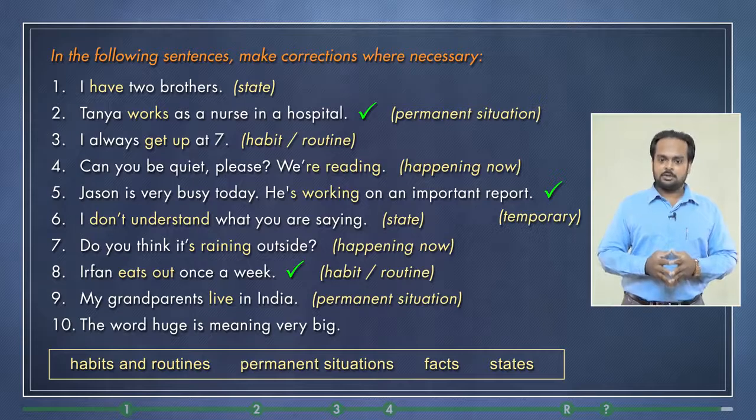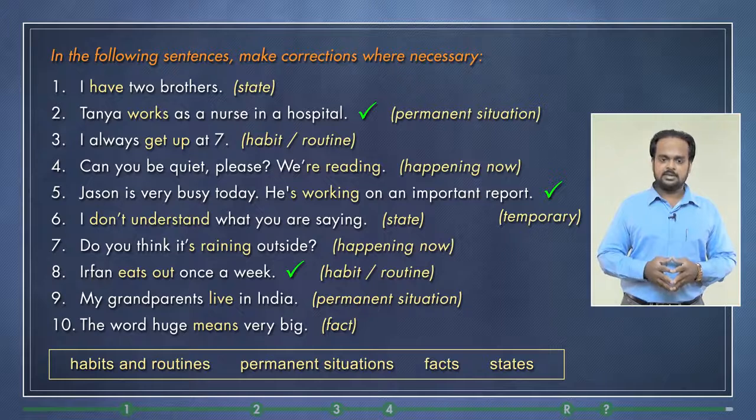And finally, number 10 is also wrong. It should be the word huge means very big because this is a fact. So you cannot use the continuous form here. You need to use the present simple.